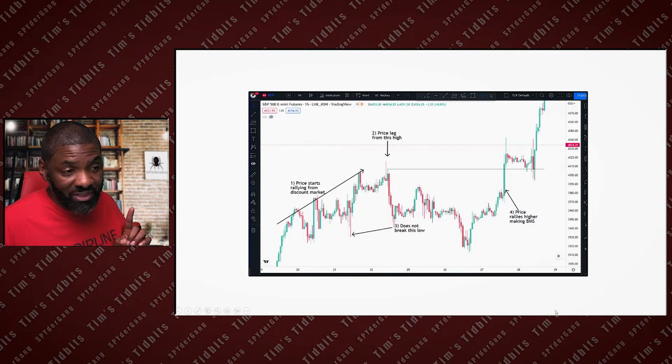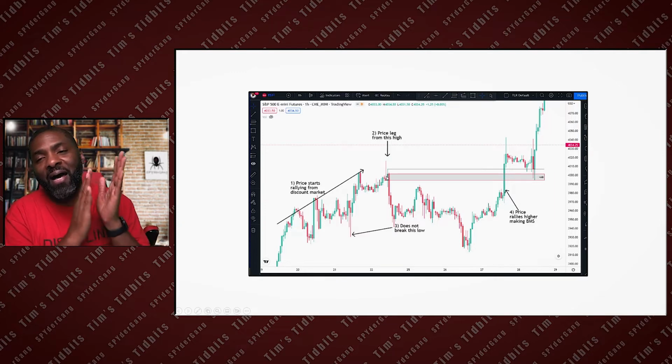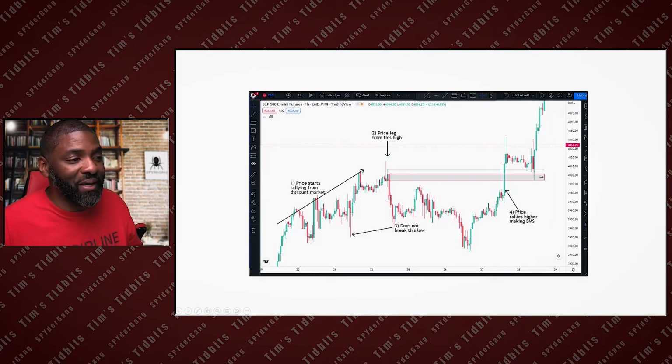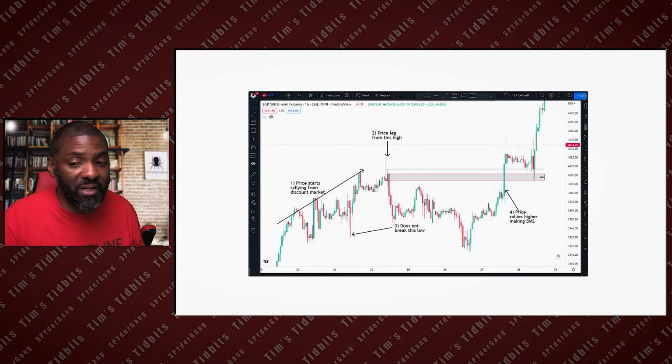Did you pause it? Did you guess it? Boop, there you go. You got it right. I ain't got no sound effects, but that's your bullish mitigation block. Let's go back over it one more time just in case I confused anybody, right?